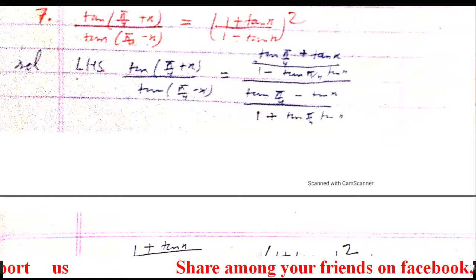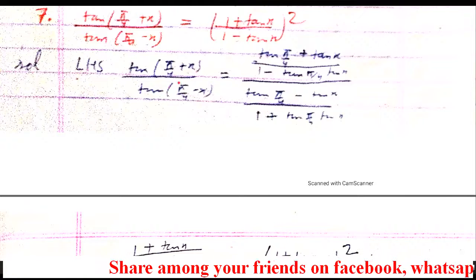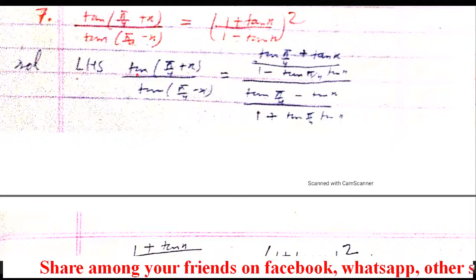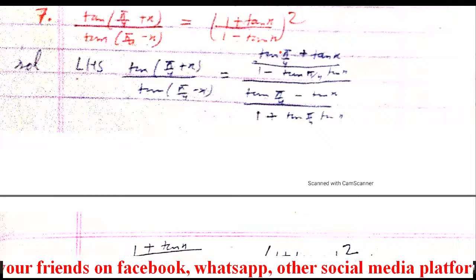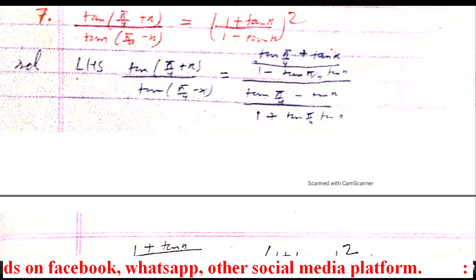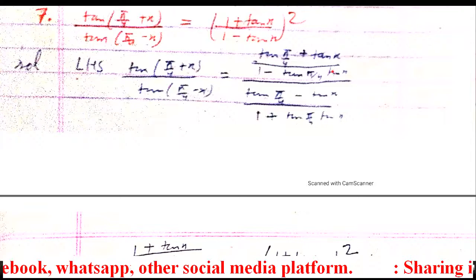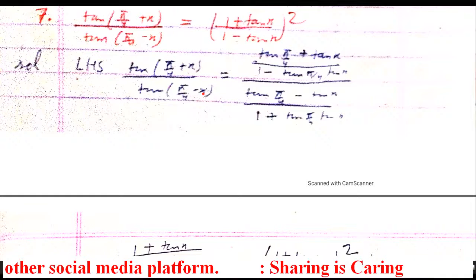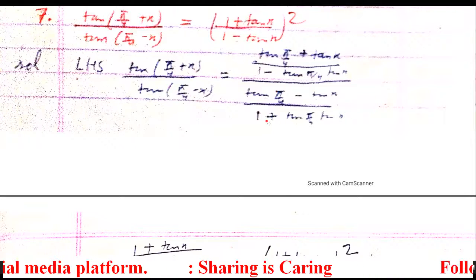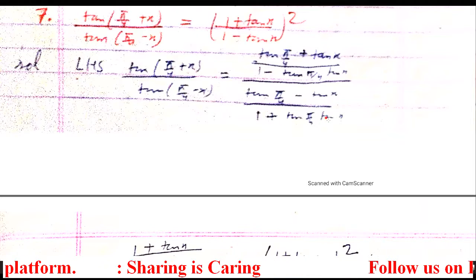So we will start from the left hand side. I wrote here left hand side. So in the left hand side we are going to use the formula of tan(a + b). So what is the formula of tan(a + b)? tan a + tan b upon 1 - tan a multiplied by tan b. And down, the tan(a - b) formula, that is tan a - tan b upon 1 + tan a multiplied by tan b.